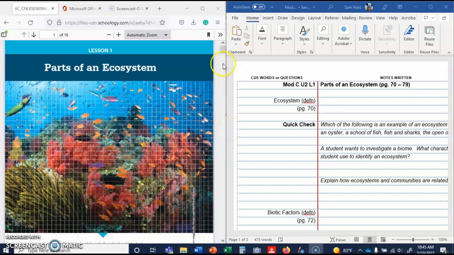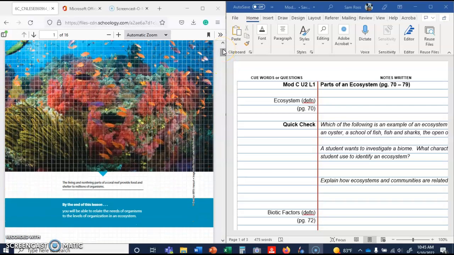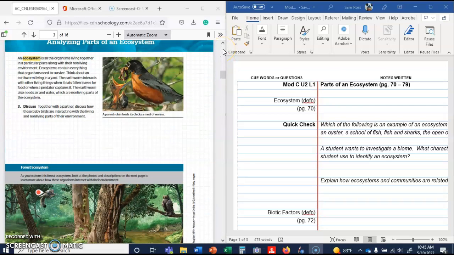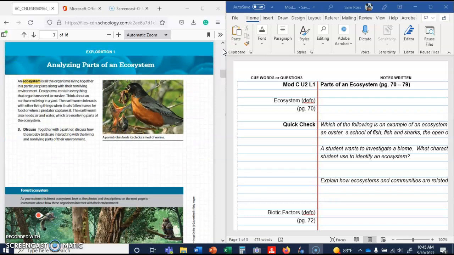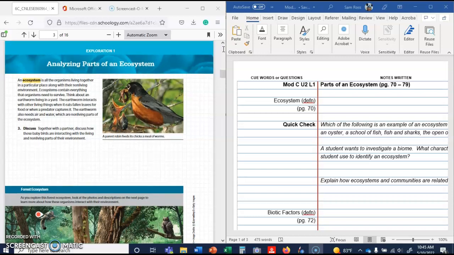So let's get started. We're on page 70 of the book. That's 68, 69, this is 70. I'm going to see if I can highlight. The definition of an ecosystem is all the organisms that live together in a particular space along with their non-living environment. So that's going to go there.